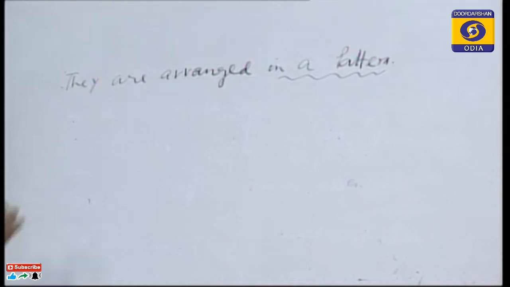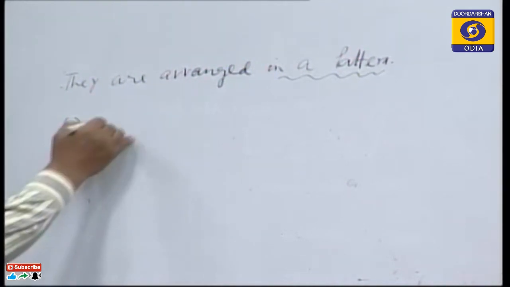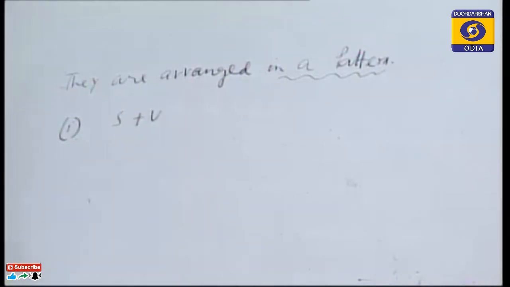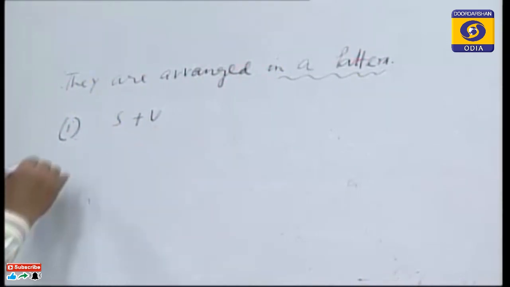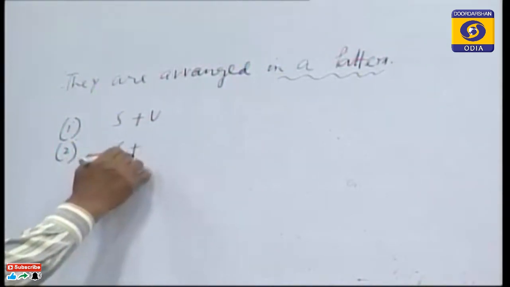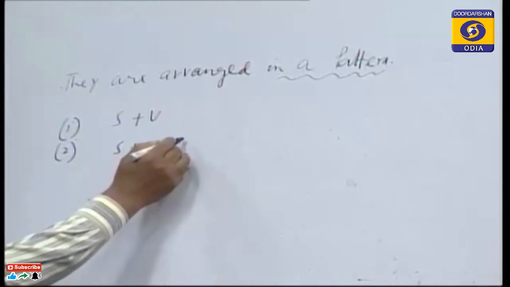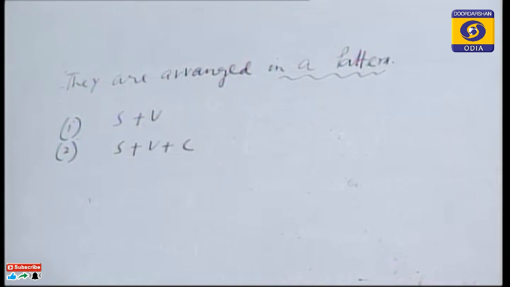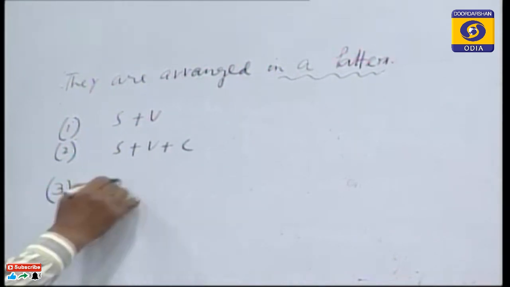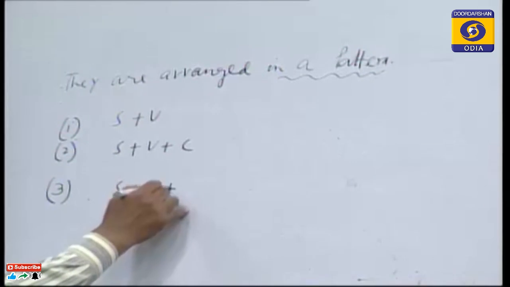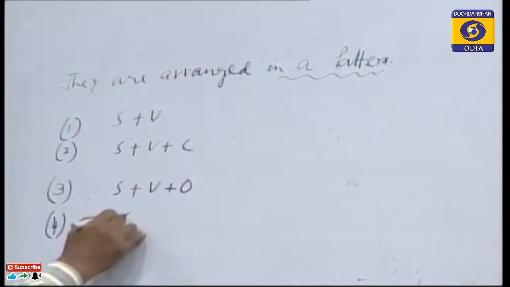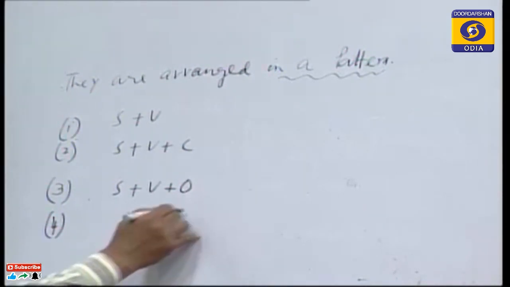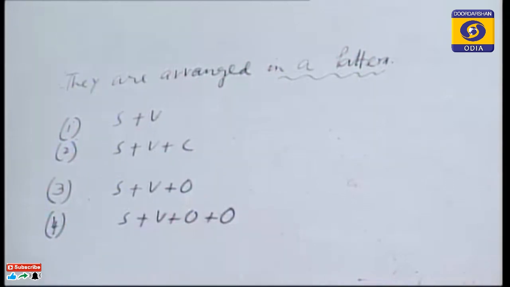We will see. There are structures. One is S and V, that means subject and verb. Second one is subject verb complement. Third one is subject verb object. And there is a fourth structure, that is subject verb object and also two objects. So that is called ditransitive.